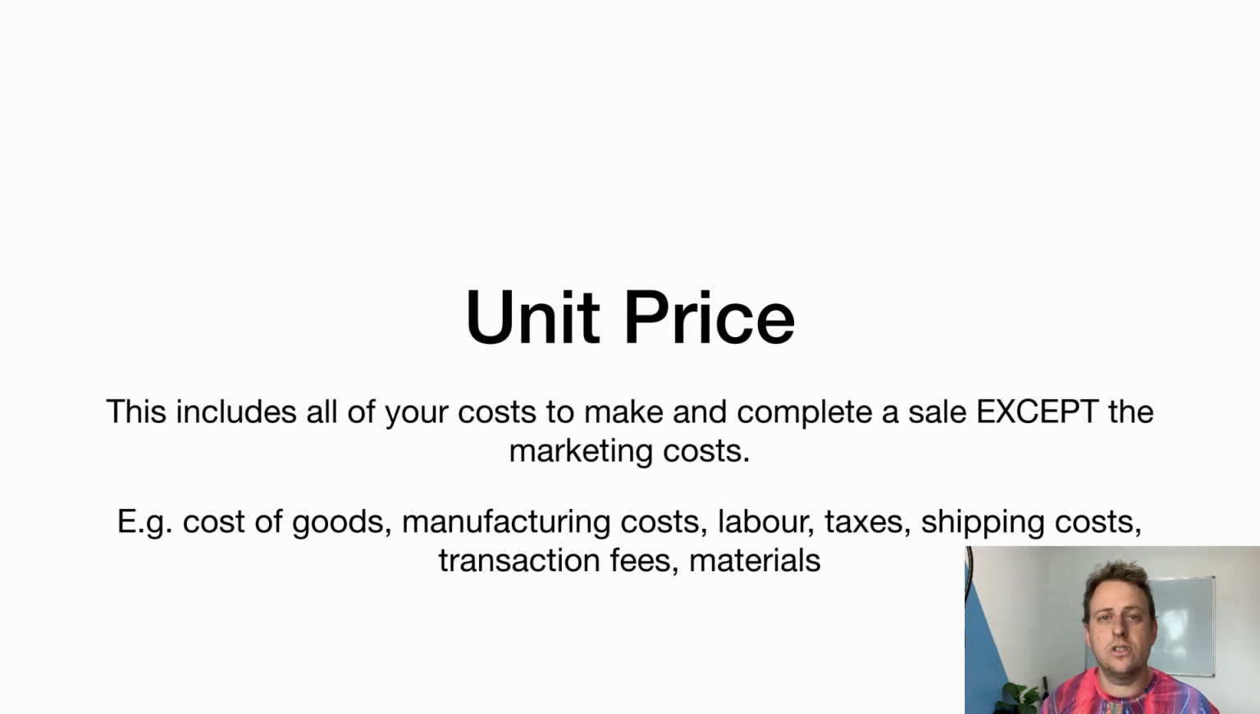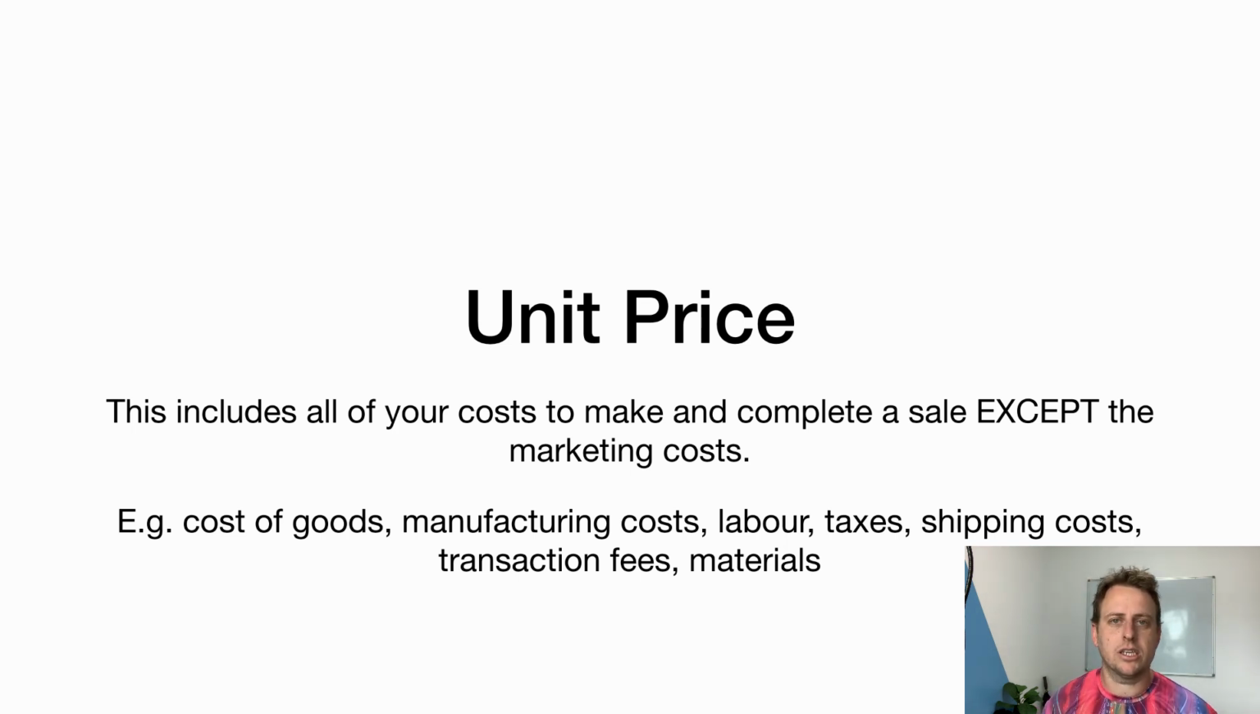So if you're selling a physical good, that means taking the cost of the good, the cost of manufacturing if you're manufacturing it, sales taxes, shipping costs if you have those, transaction fees if you're processing payments through, say, PayPal or Shopify or Stripe or something like that. So you add all of those together and that gives you your unit price. If you're selling services, that could be your labor costs, any materials that you're required to purchase or produce in order to provide that service.